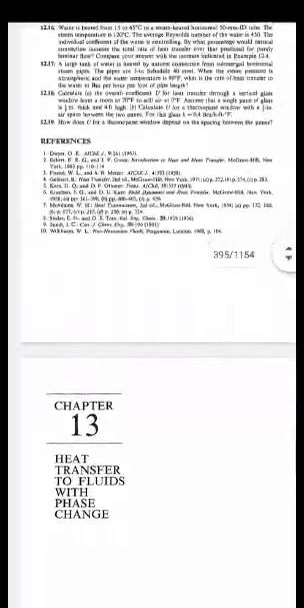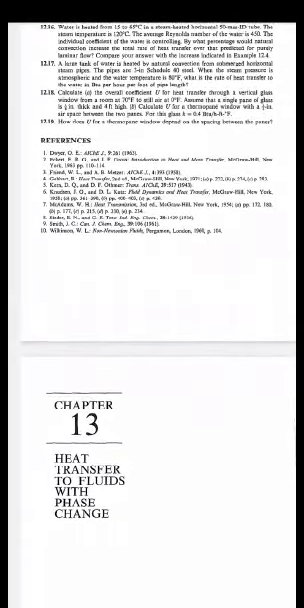Now in the next lecture I will start with heat transfer to fluid with phase change.